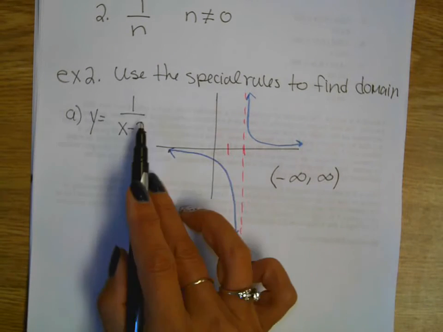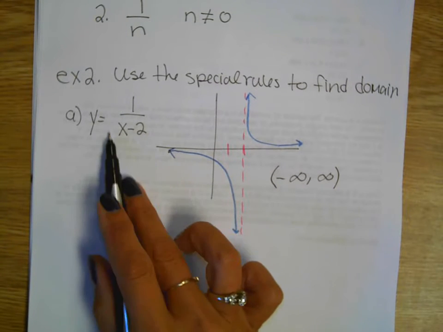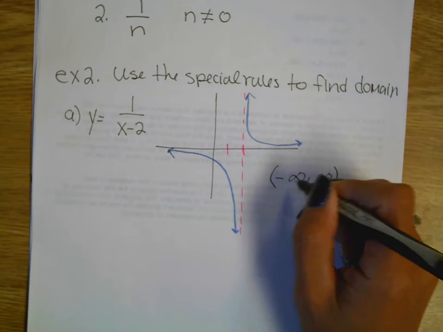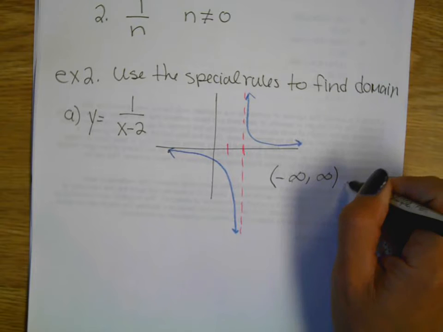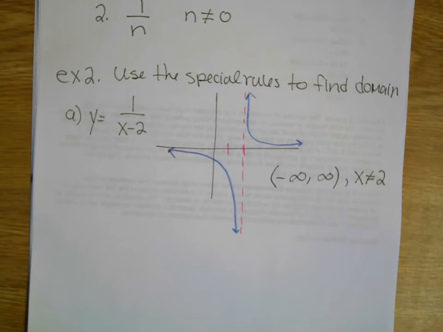It's our rule 2, where the denominator, you cannot have values that make that denominator equal 0. Well, what value makes that equal 0? The 2. So we have to eliminate, so negative infinity to positive infinity, but x does not equal 2. So we throw that one number out.